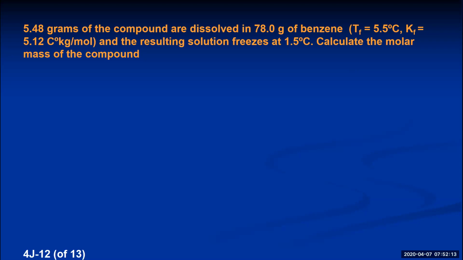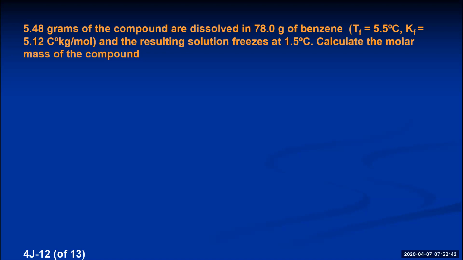Now, 5.48 grams of the compound that we just determined its empirical formula for are dissolved in 78.0 grams of benzene, which has a freezing point of 5.5 degrees Celsius and a molar freezing point constant of 5.12 Celsius degrees kilogram per mole, and the resulting solution freezes at 1.5 degrees Celsius. Calculate the molar mass of the compound.